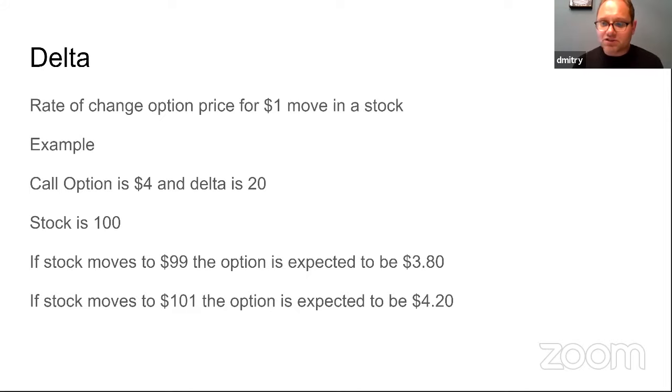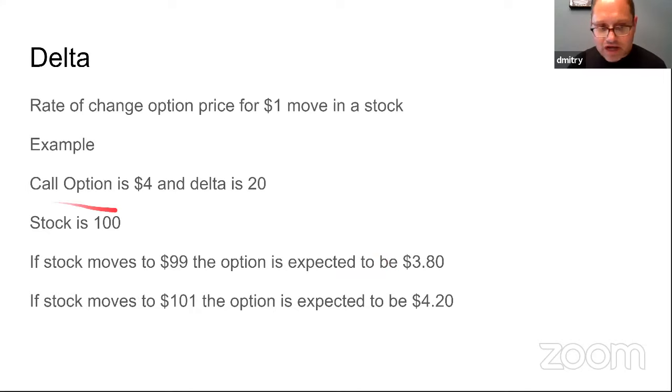So what is delta? According to the option pricing model, how do we use delta? Delta is telling us the rate of change of this particular option for a corresponding $1 move in the stock. So we have an option. How much is that option going to change if the stock moves up $1 or down $1? That's what your delta is telling you. So let's use an example, and then I'm going to show you how to use that in trading.